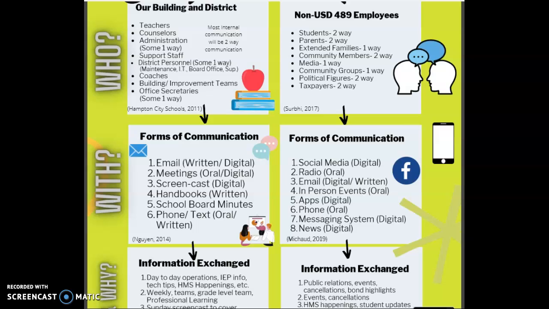Forms of communication for external. Number one in town is going to be social media. Obviously, that's digital. Number two is going to be radio, oral. Number three is going to be email, digital and written. Number four is going to be in-person events, orally. Number five is going to be apps. That's going to be a digital form. Number six is over the phone, orally. Number seven is a messaging system that's sent out digitally. And then number eight is going to be news, and that's going to be digital also.